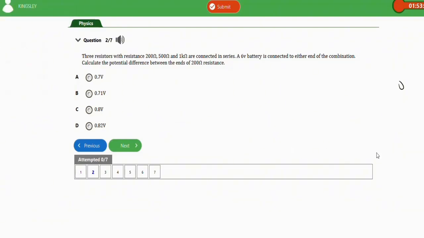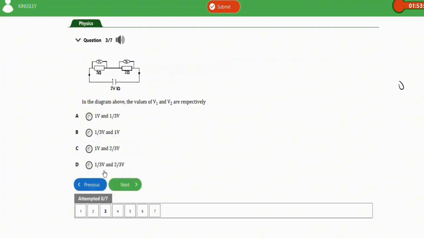Alright, so the next repeated question will be this question. It says, in the diagram above, the values of V1 and V2 are respectively, that's first voltage and second voltage. Now guys, for this particular question, just take note of the correct option. If I'm to show you guys how to derive these options we have here, it will take a good level of time to get to the derivative. Just know the correct option here. The correct option here is option C, which is 1 volt and 2 over 3 volts. When you find the expression, you're going to arrive at 1 volt and 2 over 3 volts.